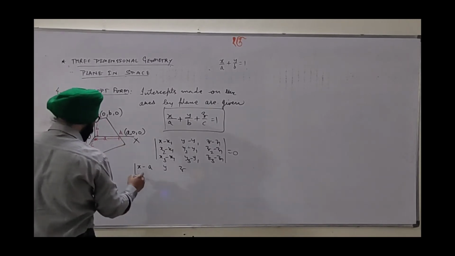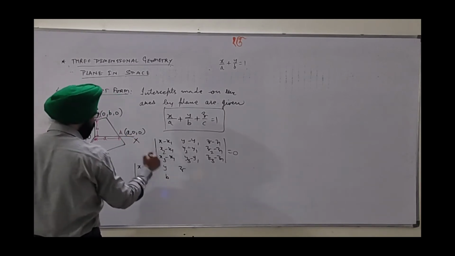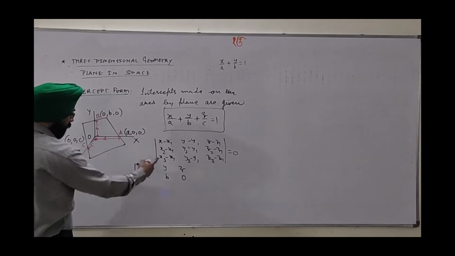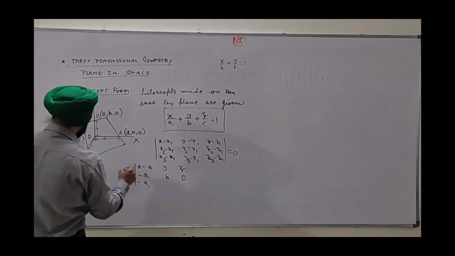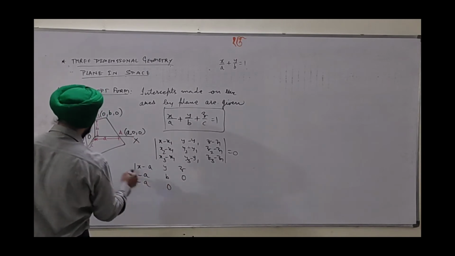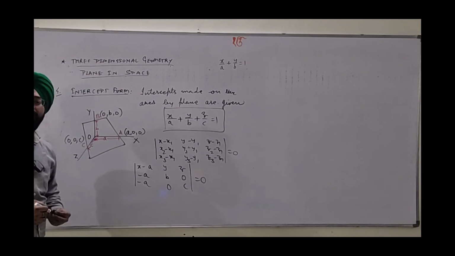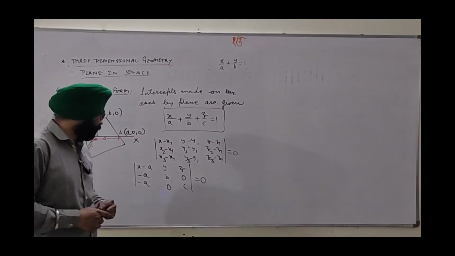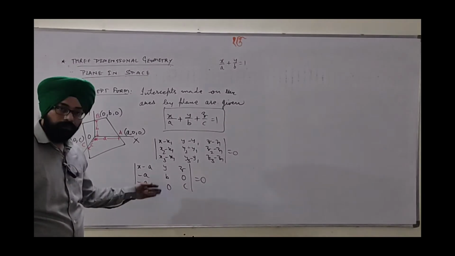0 minus a, so it's minus a, b minus 0 remains b, 0 minus 0 is 0. Third one is 3 minus x1 in these two, so 0 minus a remains minus a, 0 minus 0 remains 0, c minus 0 remains c equal to 0. Only thing we need to do is expand it along any row or column.